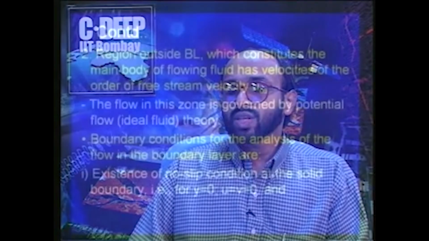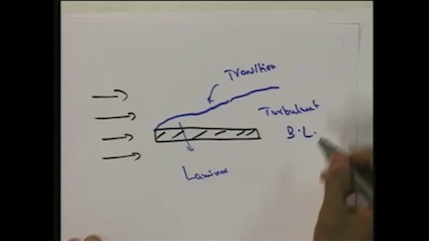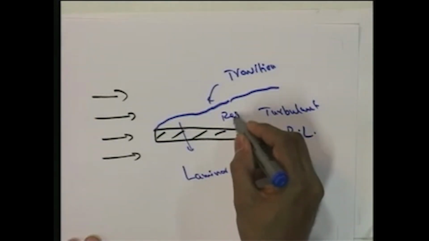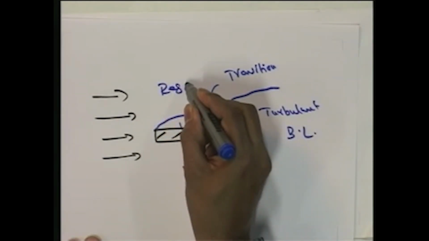Then the boundary conditions for the analysis of the flow in the boundary layer are, say, the existence of the no slip condition at the boundary, that is, for y equal to 0, u equals v equals 0. So here, as we have seen, if you consider the boundary layer flow over a flat plate, region 1 as per Prandtl's theory is here, and this is region 2.